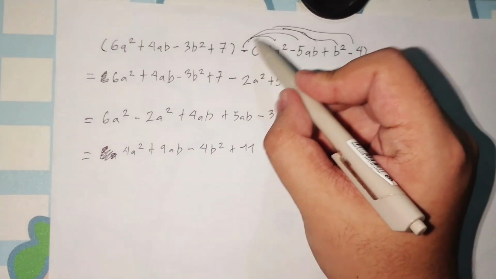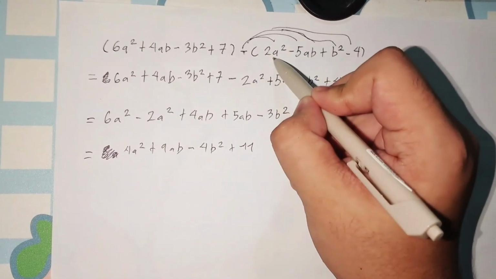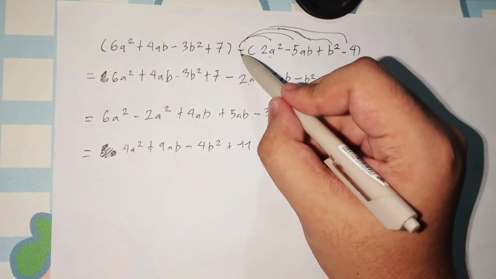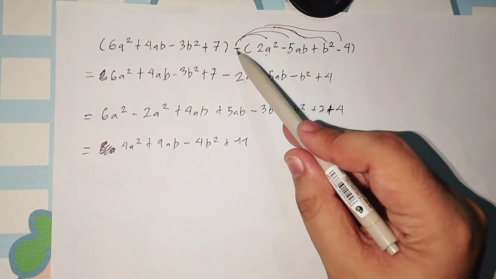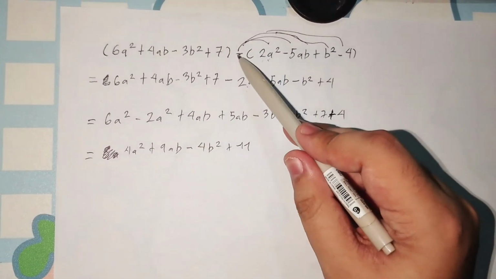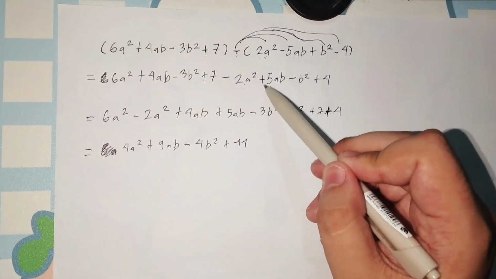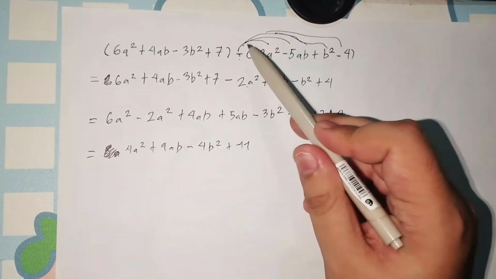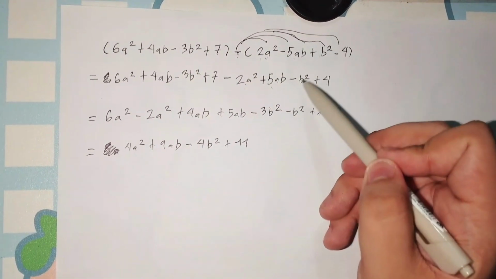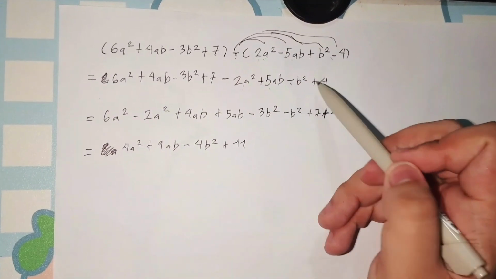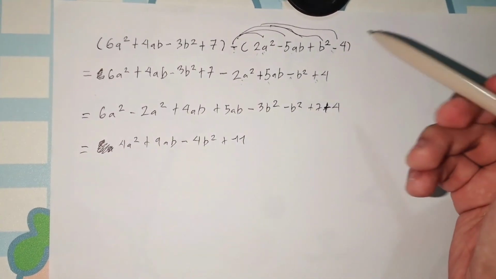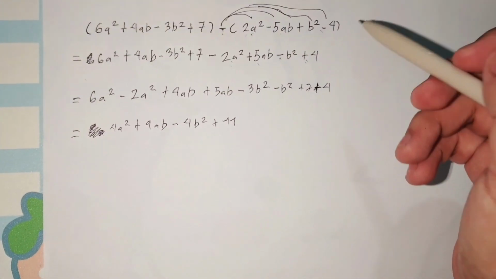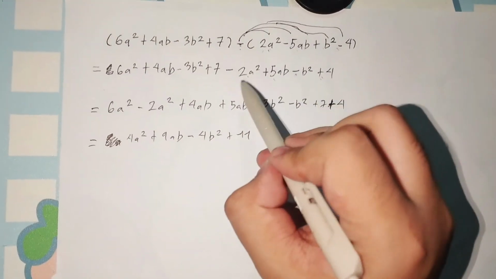So let's go back to the tab with the subtraction. Negative times 2a squared equals negative 2a squared. Next is negative times negative 5ab, which is positive 5ab because they're both negative. And negative times b squared equals negative b squared, and negative times negative 4 equals positive 4. Now that the first line is cleared, let's move on to the second.